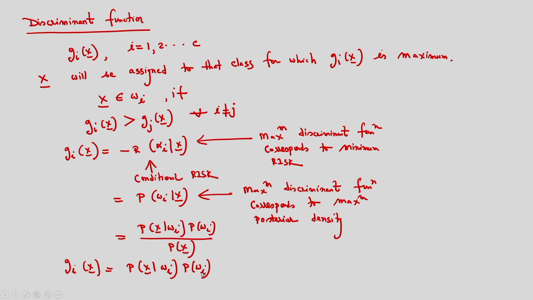I can write like this. So, g_i(x) is nothing but the multiplication of the likelihood and the prior. So, move to the next slide. So, g_i(x) we have determined like this. g_i(x) is the discriminant function, probability of x given omega_i, probability of omega_i.